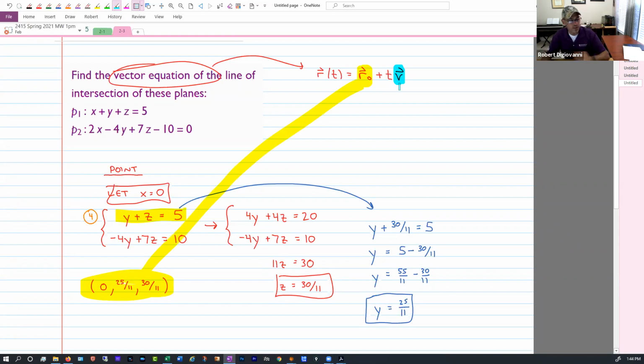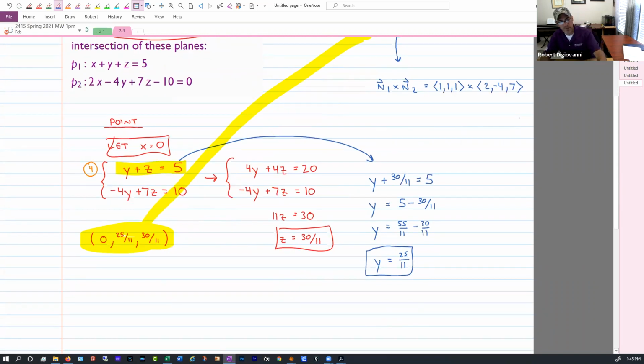And that direction vector V is going to come from taking the normal of the first plane and crossing it with the normal of the second plane, which for us means we're going to take the normal of the first plane, 1, 1, 1, and cross it with the normal of the second plane, which is 2, negative 4, 7. And so we have to do a cross product, right? And I may not have enough room to do it right here. I'll squeeze it in. Does anyone have any questions while I'm writing this down?